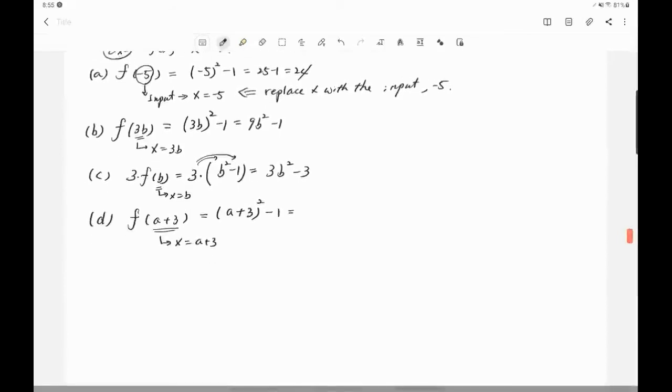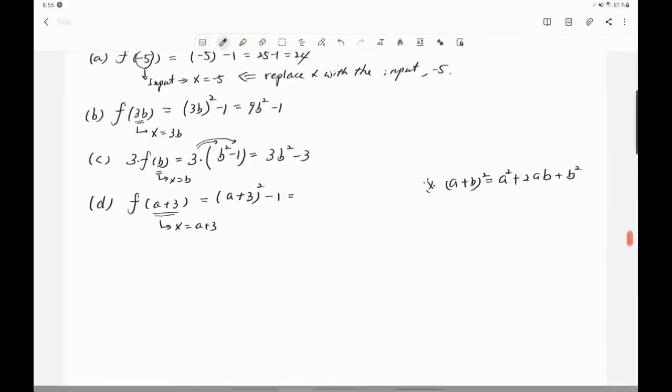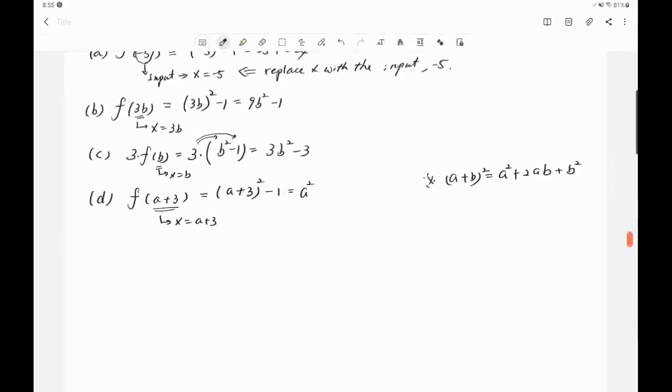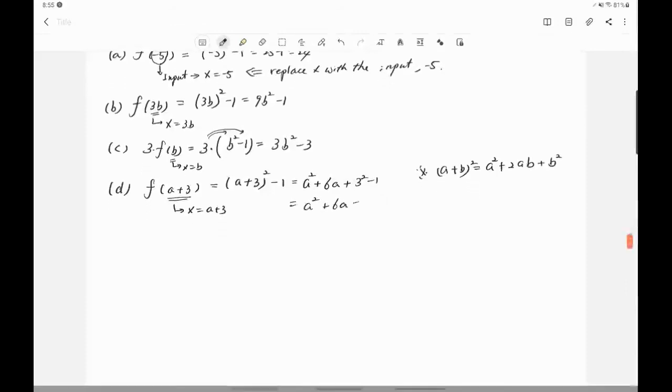Okay, do you remember a formula? a plus b squared equals, this is binomial squared. Square the first term, plus 2 times first term times second term, plus the second term squared. So a plus 3 squared is the first one squared, and then multiply 2 terms by 2, so 2ab, right? That will be plus 6a, plus 3 squared minus 1. So that will be a squared plus 6a, 9 minus 1, so plus 8.